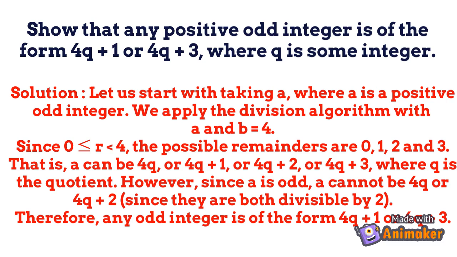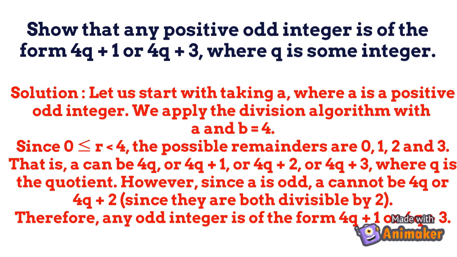So a equals bq plus r, and b equals 4. Now here a question arises: how did 4 come? 4 came because we can solve this equation in 4 possible ways. That's why b is 4. Since 0 is less than or equal to r, where r is the remainder, and r is less than 4, the possible remainders will be 0, 1, 2 and 3.